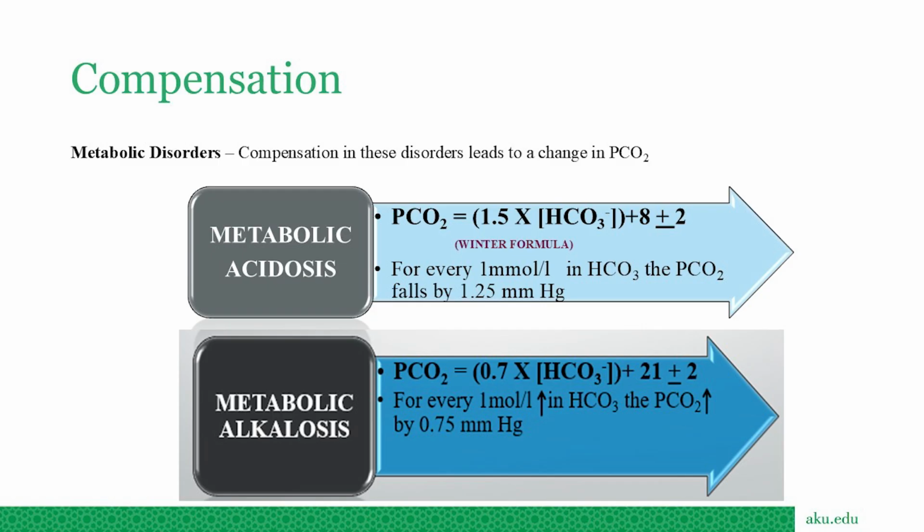What happens in metabolic alkalosis? Similarly to metabolic acidosis, but in the reverse direction, as the bicarb of the patient increases in alkalosis, the PCO2 increases. The exact value can be calculated from the formula that is mentioned in this slide.